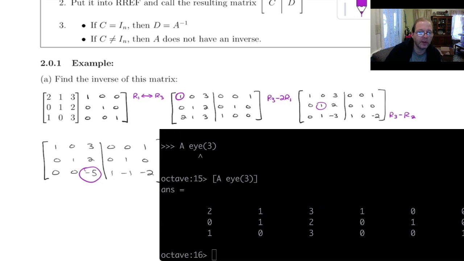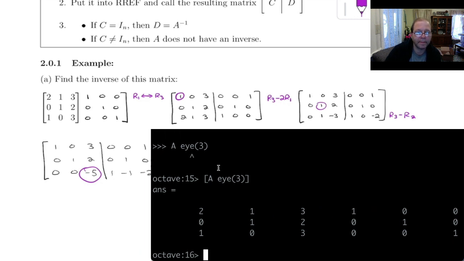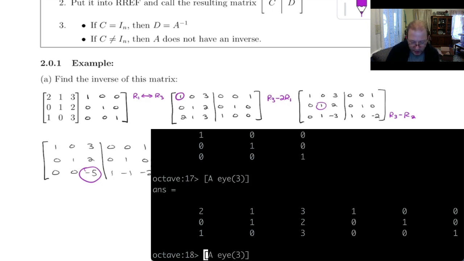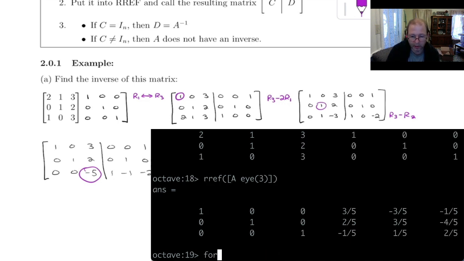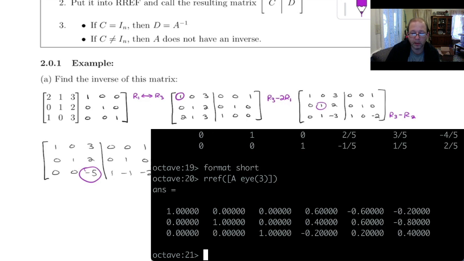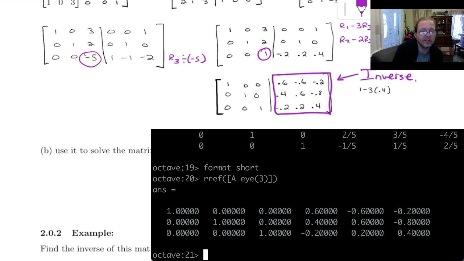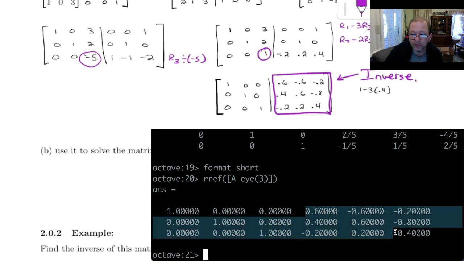You can't quite see the whole thing. Let me slide it over. All right. If you put a semicolon in there, it stacks the matrices on top of each other. But we can take this and we can row reduce it. And let's compare that to what we got up here. Looking at this bit over here: 0.6, 0.4, negative 0.2. Yeah, that's looking good.